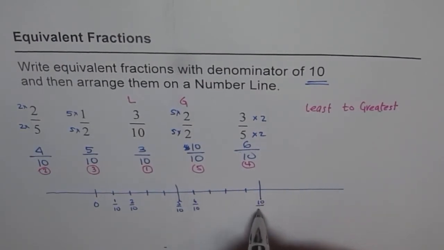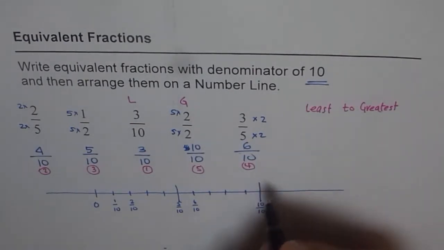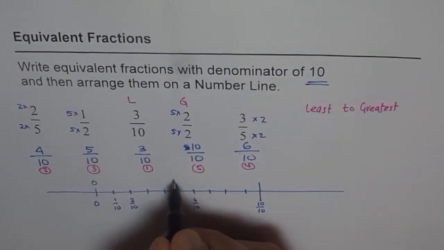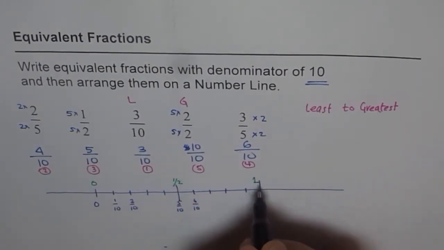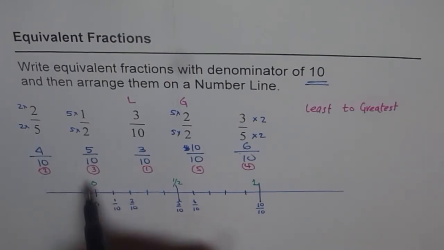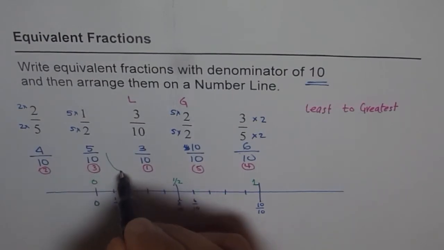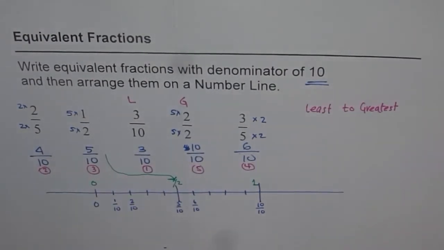And that one is 10 out of 10. 10 out of 10 is as good as 1 whole, right? So you can write this as 0. This is half. And this is 1 whole, correct? Now I've got a number line for you. And what you need to do is place these numbers at their correct places. Where should 5 out of 10 go? So make an arrow. So 5 out of 10 should go 1, 2, 3, 4, 5, right there. So that is the place for 5 out of 10, or rather 1 out of 2.